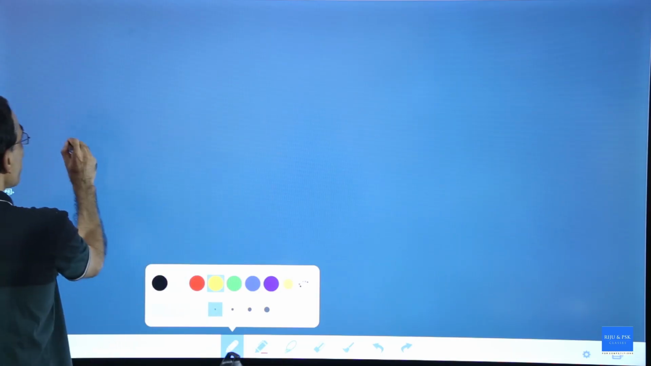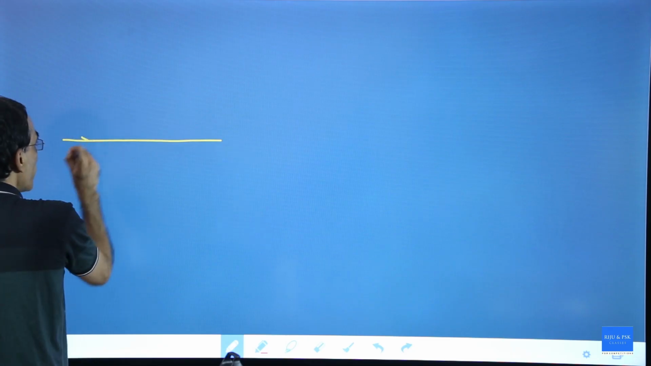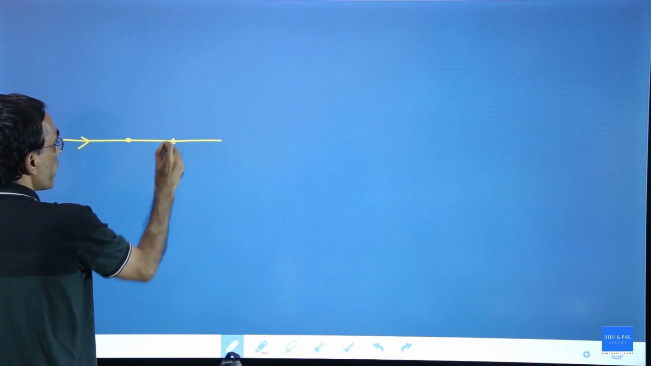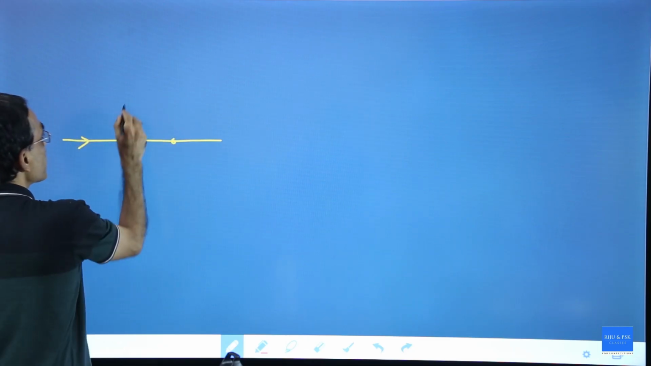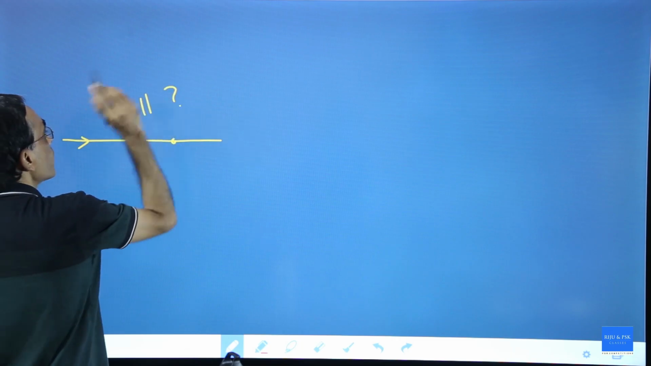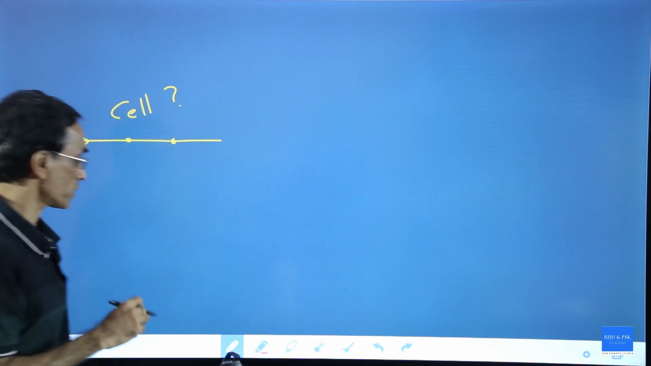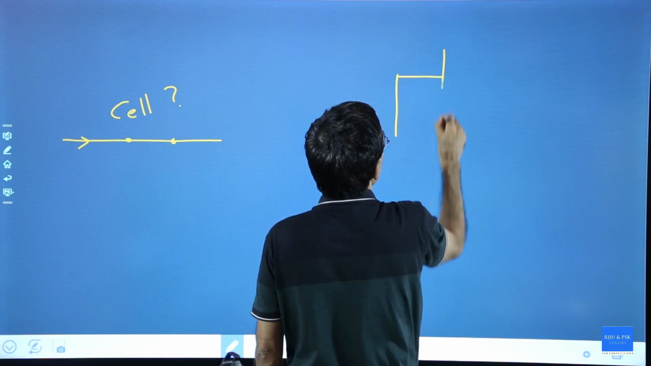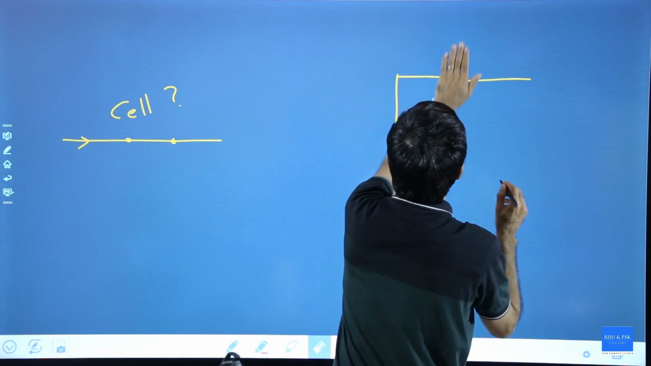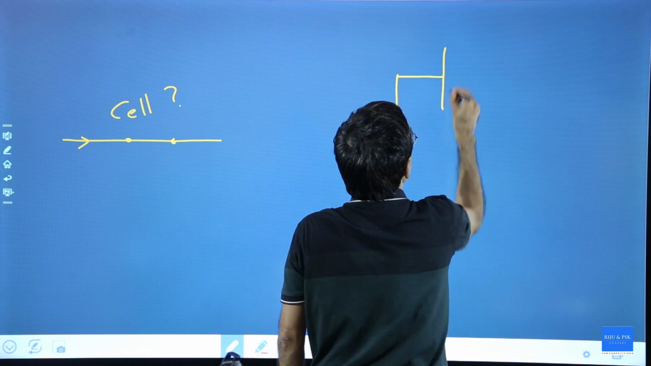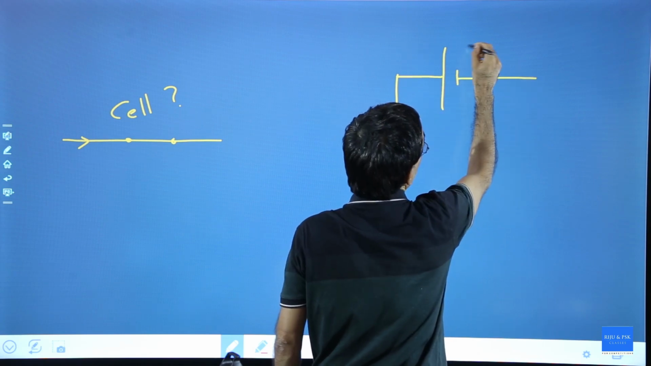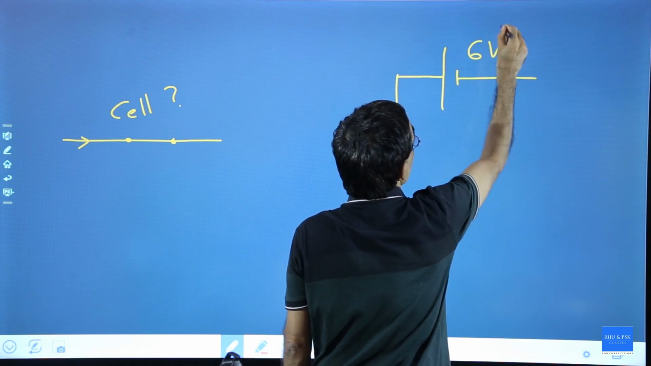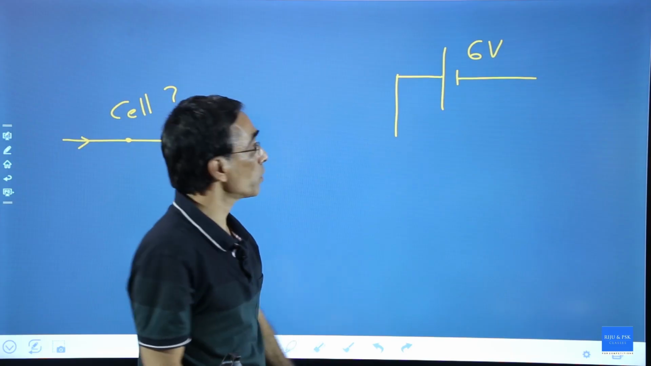You should remember that in a uniform wire carrying a current, any 2 points are like a cell. There is a cell here, but where and what is its value? You should know this. Now see this. Modification. There is a cell here. Assume that its EMF is 6 volt.